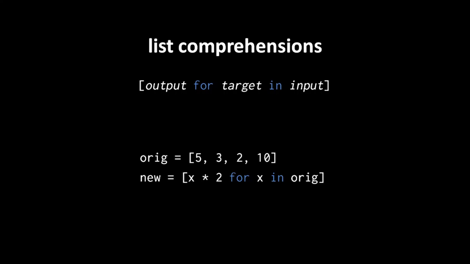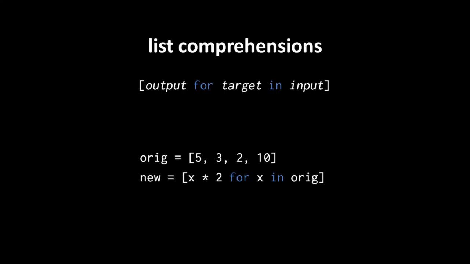So here, for example, again, we have our original list with four items, and then from that we create our new list using a list comprehension where the input is our original list, orig. Each item of the input is being assigned to the variable x, and then the output expression is x times 2. So when the list 5, 3, 2, 10 is iterated through, first 5 is assigned to x, and then the output expression is evaluated, x times 2, 5 times 2 is 10, that's appended to the list.